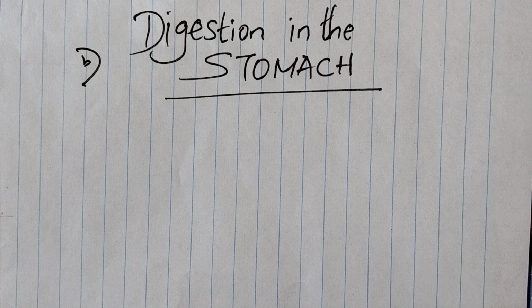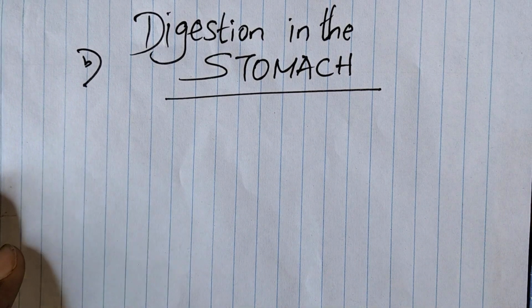This is digestion in the stomach. In our previous lesson, we talked about digestion in the mouth. We said food in the mouth is chewed, rolled, mixed with saliva, and also acted upon by salivary amylase. And then that food is swallowed by the process called peristalsis, and then it moves down the esophagus or the gullet into the stomach.